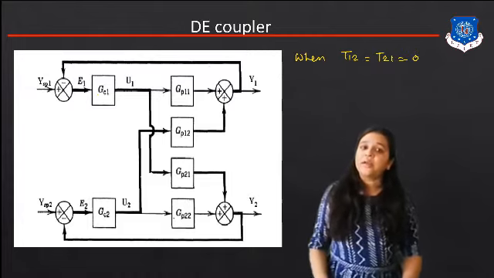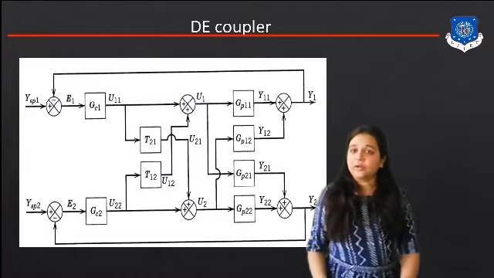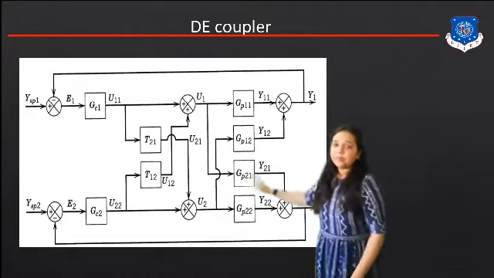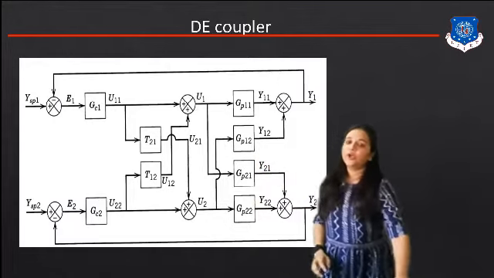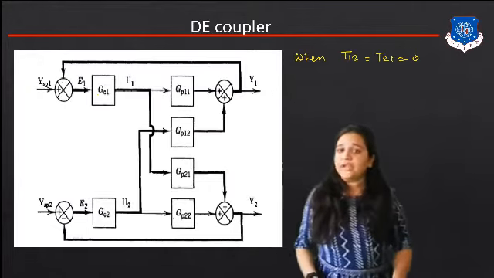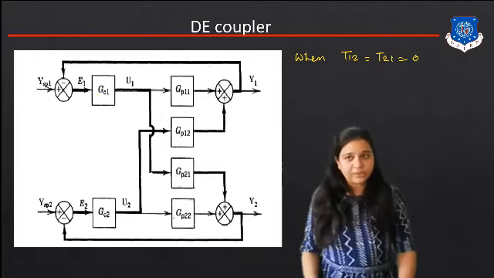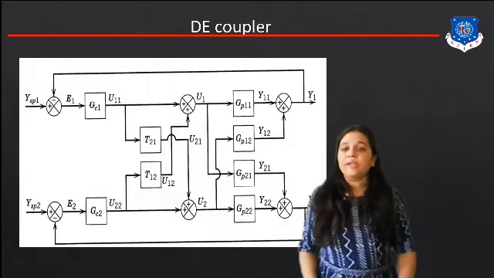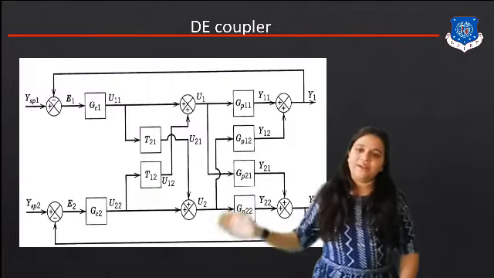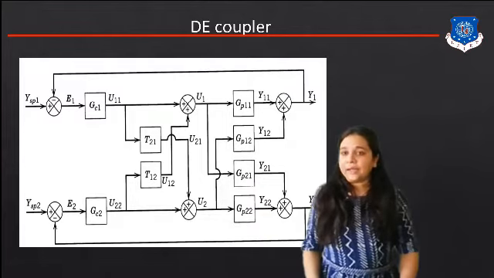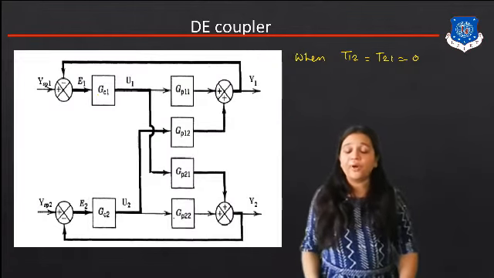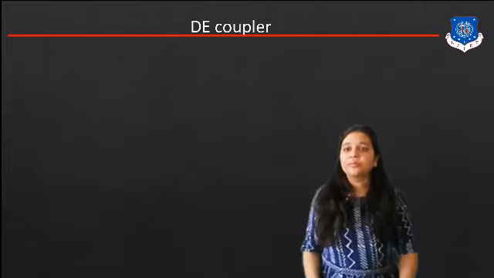So when T12 and T21 are equal to 0, using this diagram, we can get this type of MIMO system. Okay, clear? Simply we have to remove T12 and T21, and we get this type of MIMO system.